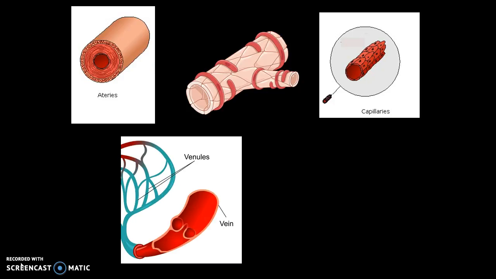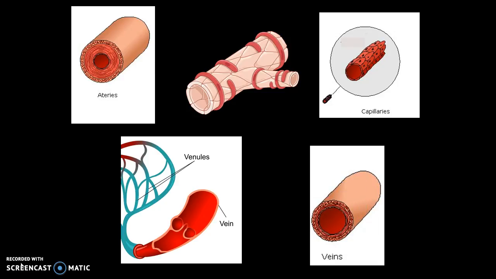Venules are very small vessels. They're large capillaries, but smaller than veins. They unite together to form veins. They drain blood from our capillaries into the veins, so the blood, which is now deoxygenated, can return to the heart. The final vessel is veins.